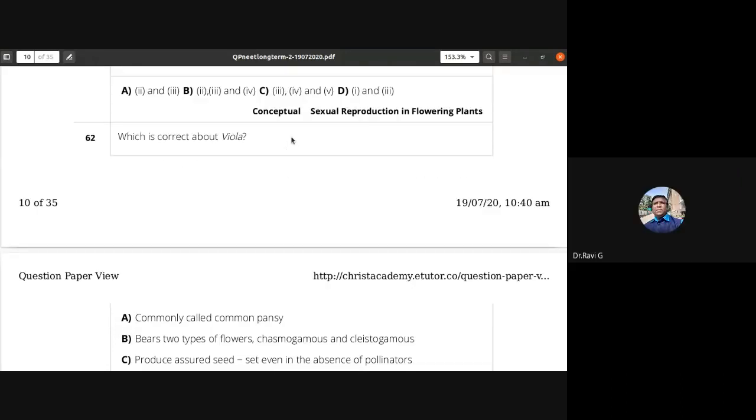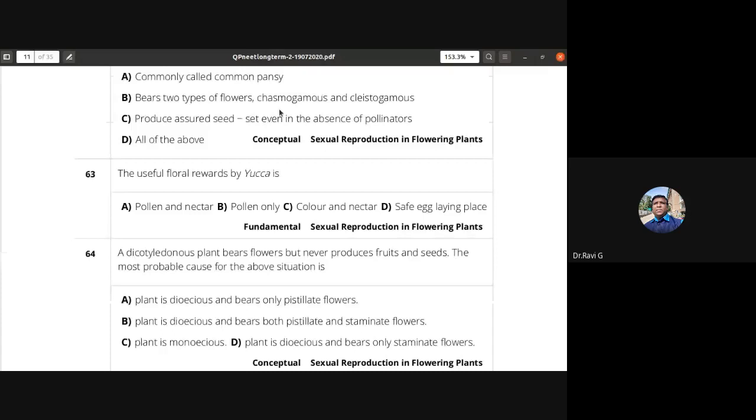They bear two types of flowers. Chasmogamous, that is, they bloom. Cleistogamous, these flowers never bloom and they are found near the roots. So these are the two types of flowers. Produce assured seed set even in the absence of pollinators. D, all of the above, is the answer. For the 62nd, all these three are noticed in viola or common pansy, what we call it. D is the answer, all of the above.